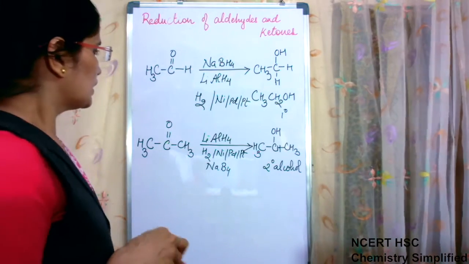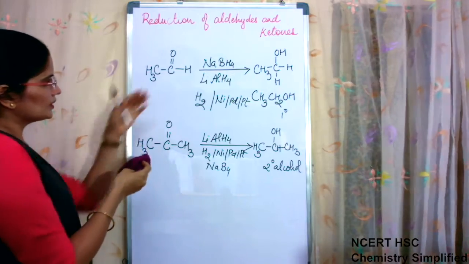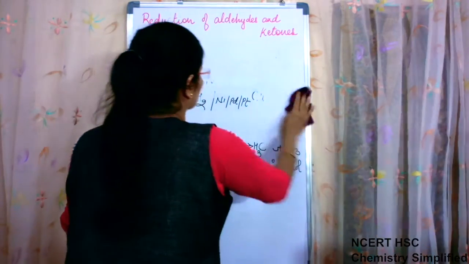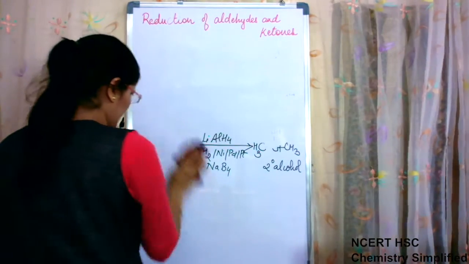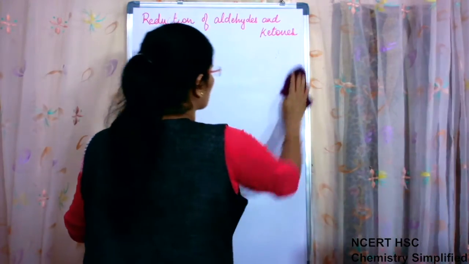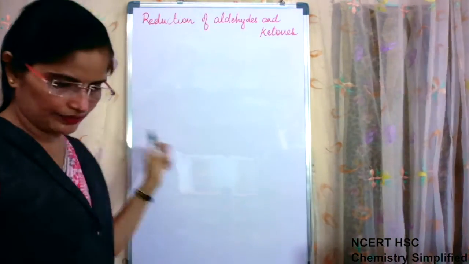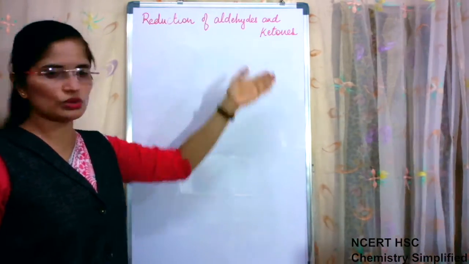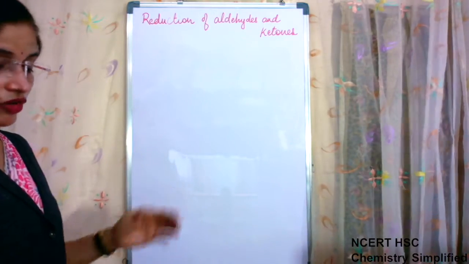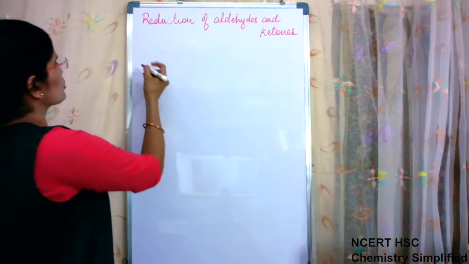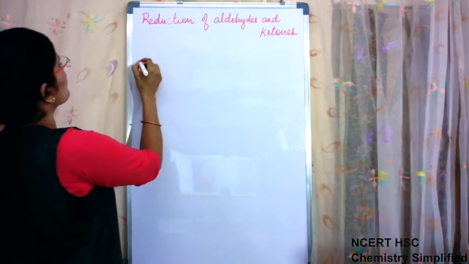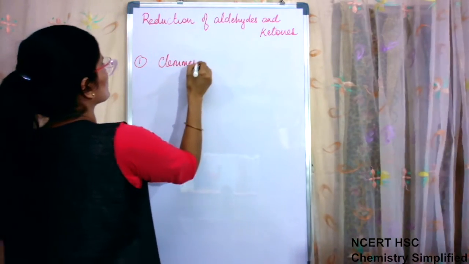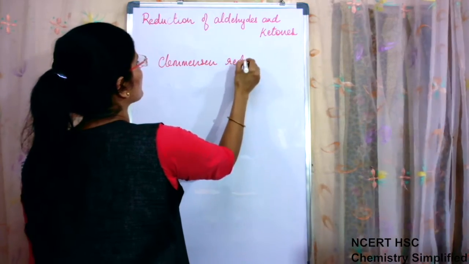Okay. Now, other than these reducing agents, if we want to reduce aldehydes or ketones to alkanes, then these reducing agents will not work. We require some other reducing agents to convert aldehydes or ketones into alkanes directly. For them we have two name reactions. So the first one is Clemmensen reduction.